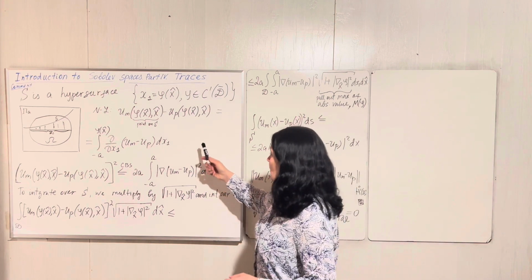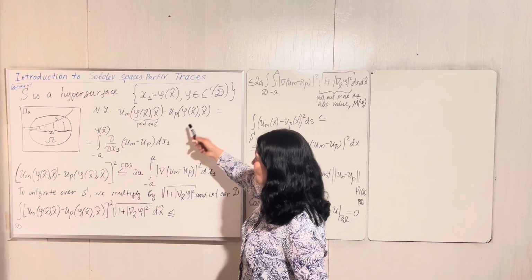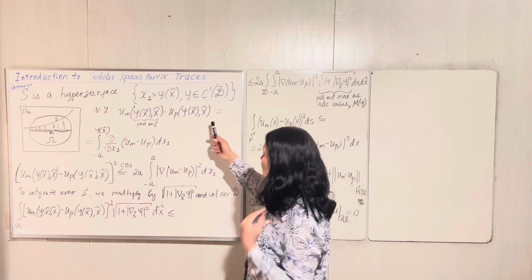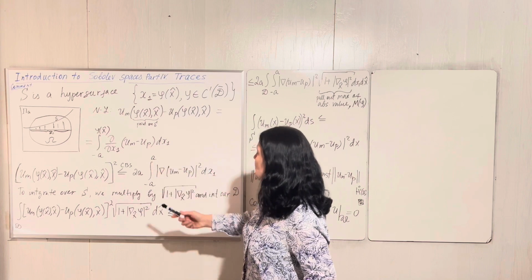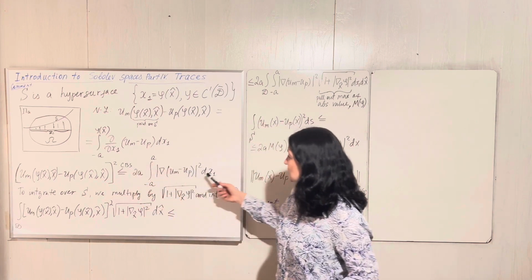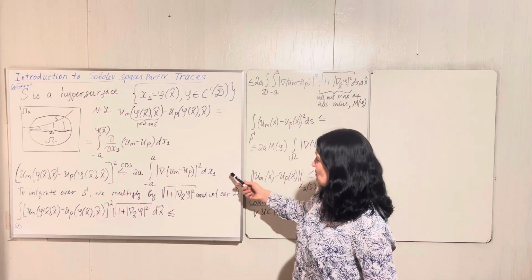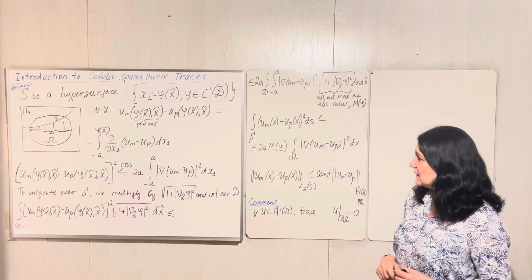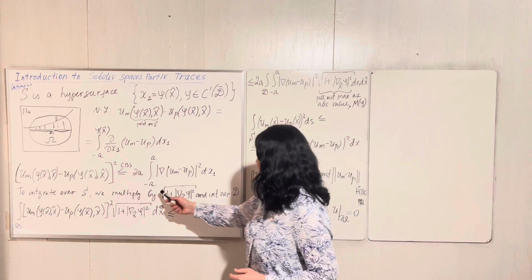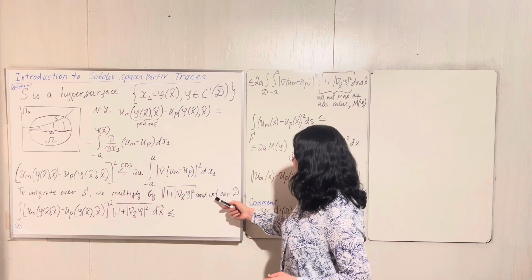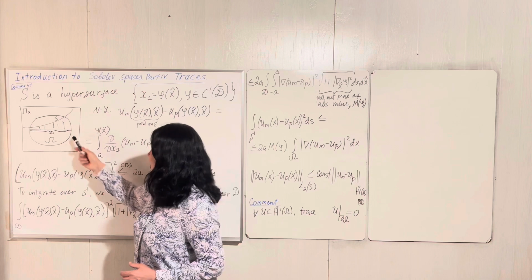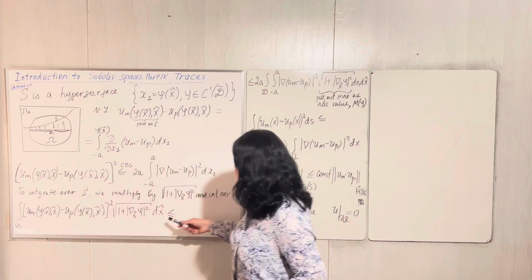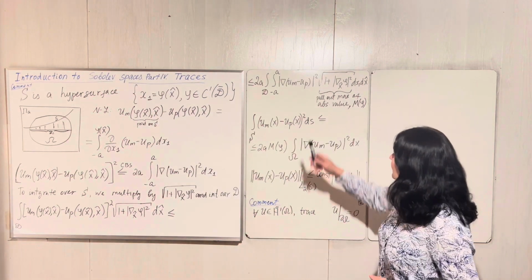And then, as before, we can square both parts and use the Cauchy-Bunyakovsky-Schwarz inequality, right? And then we integrate over S. But to integrate over S, we multiply by this expression and integrate over D. And so we have it written here.